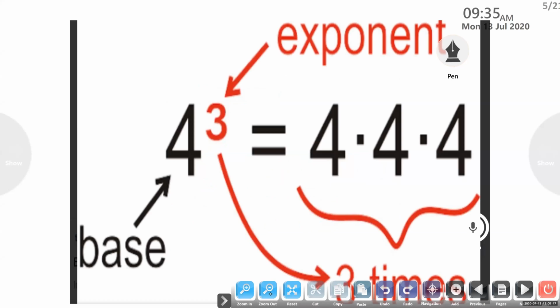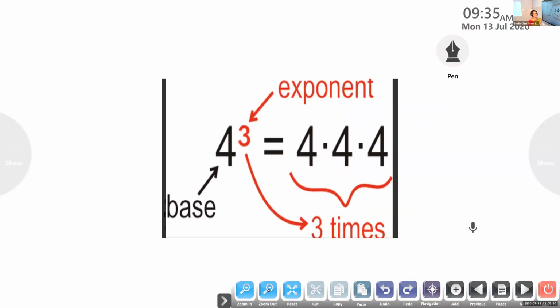And see, 4 cube. 4 cube means 4 into 4 into 4. This dot represents multiplication. Put a dot in between two numbers; it is not a point, it is multiplication. In 4 cube, 3 is the exponent and 4 is the base. 4 is multiplied 3 times.